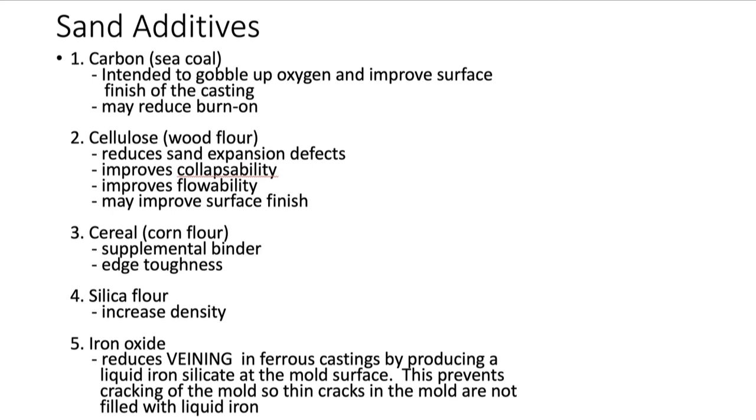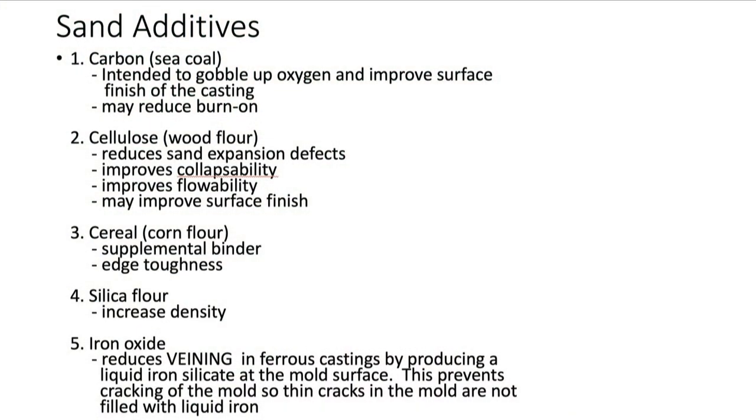Cereal or corn flour we would add for a little bit better toughness. Sometimes when we pull the pattern out of the mold, the edges tend to fracture right there. So it's kind of like glue. We add a little bit of extra glue in there, and that cereal helps to make the mold more tough. Silica flour is added to increase density. I believe that helps with the surface finish a little bit. I've never seen anyone actually using it, but you could do that.